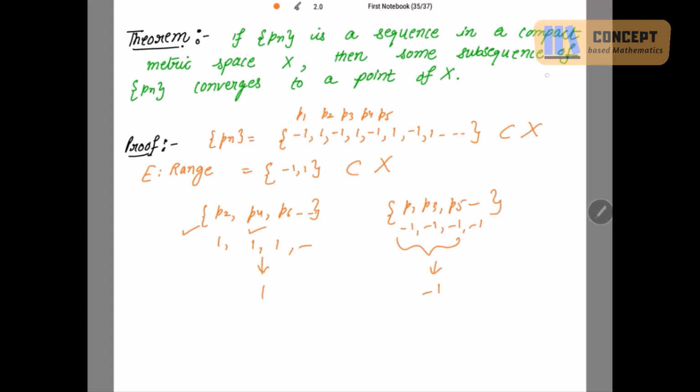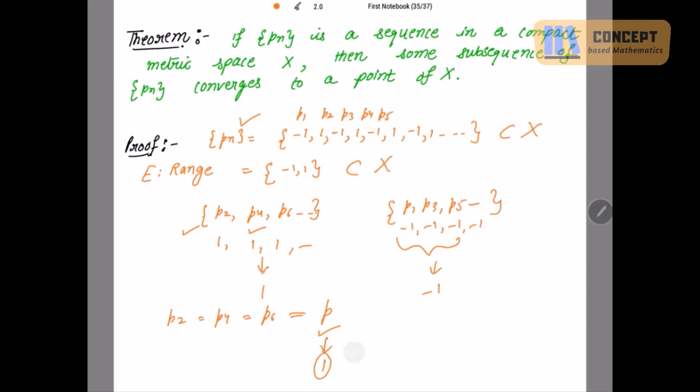This we need to prove: that if we have a sequence Pn, then some subsequence of Pn converges to a point of X. So I have found a subsequence for this sequence Pn as P2, P4, P6 or P1, P3, P5, which converge to a point 1 or -1, right? So what we are saying is that P2 is equal to P4 is equal to P6, and so on, all the terms are equal to a point P. You can say that point is, just for an example, 1.